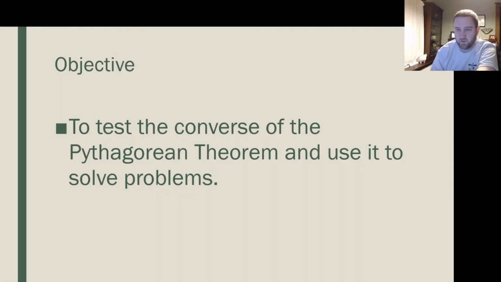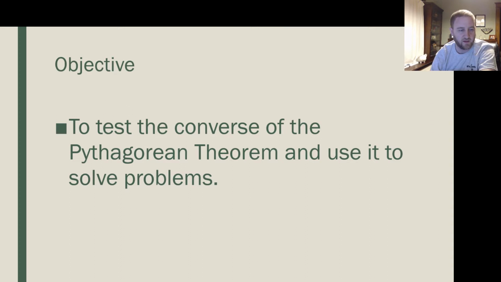Okay, so that's an option if you want to make use of that. Some of you might, some of you might not do that, but if you do, I want to make that option available for you. Okay, so we're going to go ahead and jump into the second lesson here. Our objective for this lesson is to test the converse of the Pythagorean theorem and use it to solve problems.